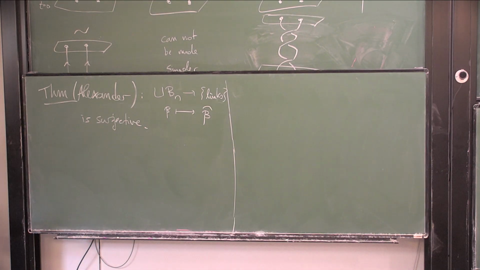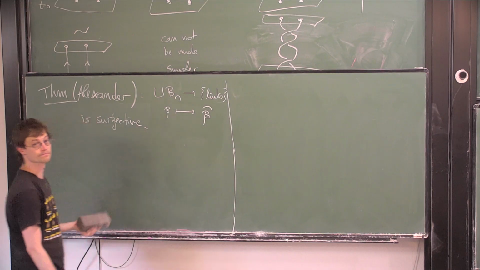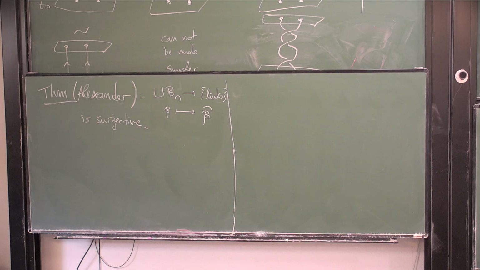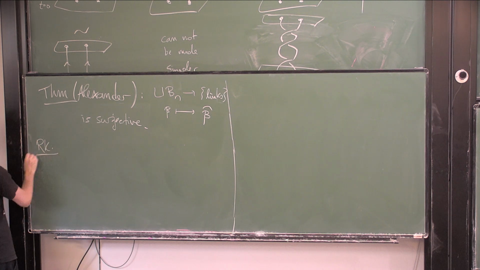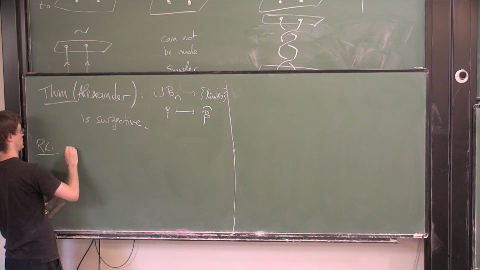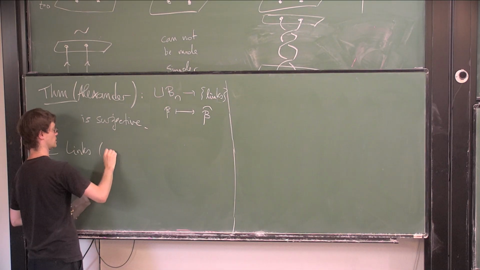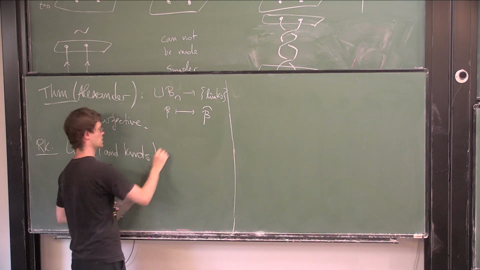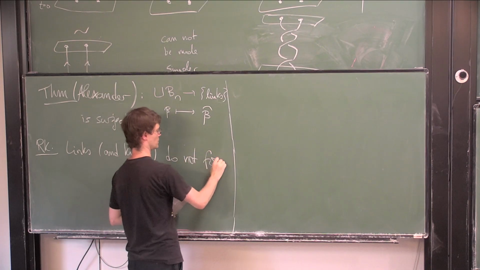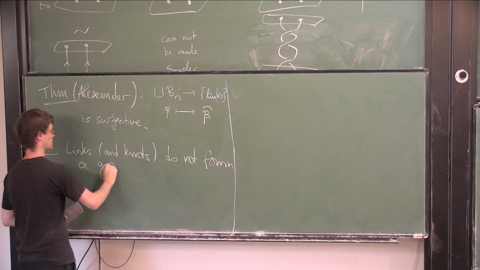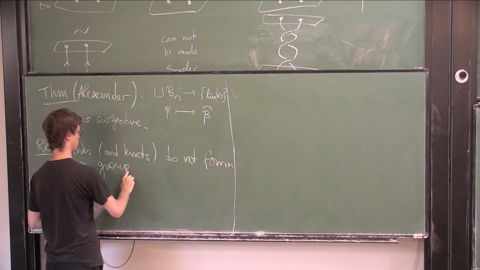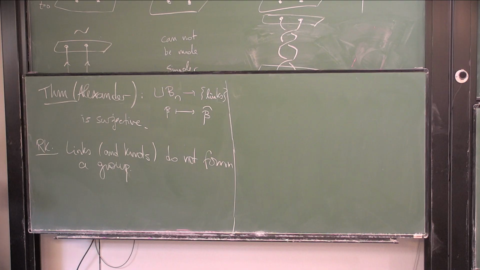It's very nice. There are many, many links, and the classification is very, very hard. But any link can be obtained as the closure of some braid. Why is this so important? Because we have seen that braids form a group, but links and knots do not form a group. This is really why we like braids, because they are much nicer behaved than these other objects.